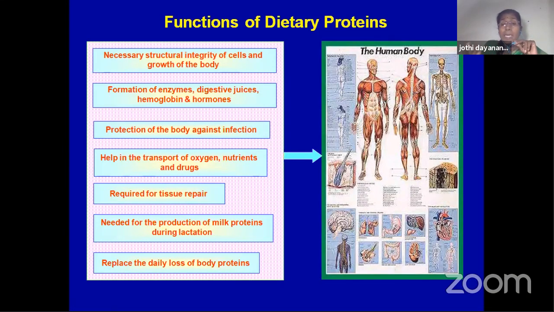Now, when you see idli or pongal or khichdi, it is a combination of carbohydrate and protein. When carbohydrate and protein are mixed together and ingested, it leads to the formation of hemoglobin. Imagine how good it is. That is why any type of patient is given idli, it leads to the production of hemoglobin, or they will not get into anemia. Red blood cells are formed, which helps in the transport of oxygen, nutrients, and drugs. And it helps in repairing.